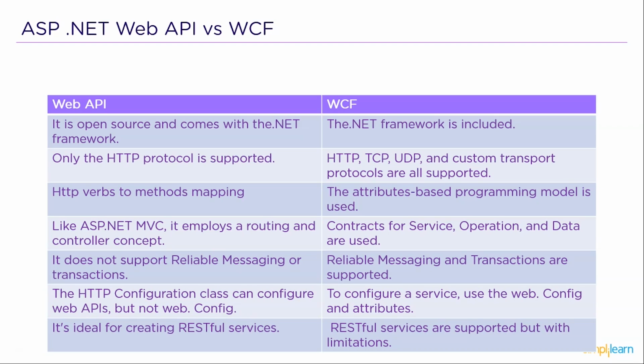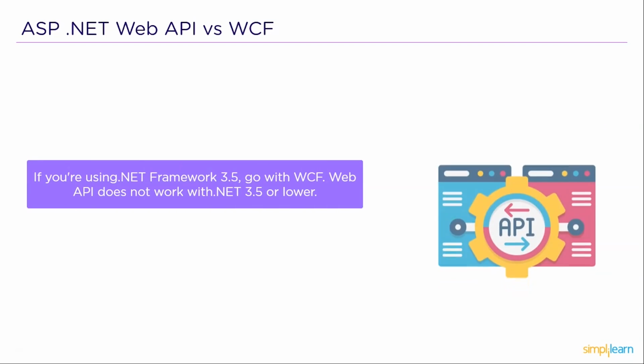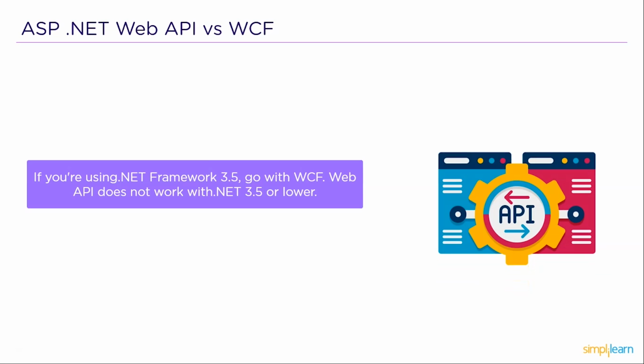The next distinction is that in Web API, the HttpConfiguration class can configure Web APIs, but not web, whereas in WCF, the web config is used to set up service configuration and attributes. The final difference is that Web API is ideal for creating RESTful services, whereas RESTful services are supported in WCF but with limitations.